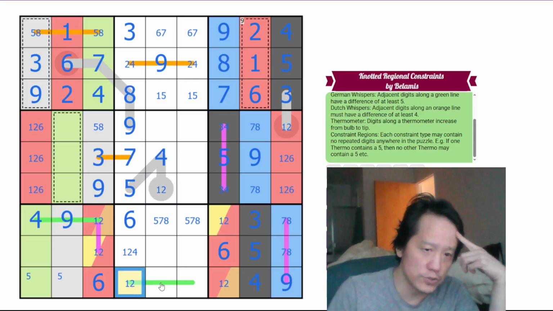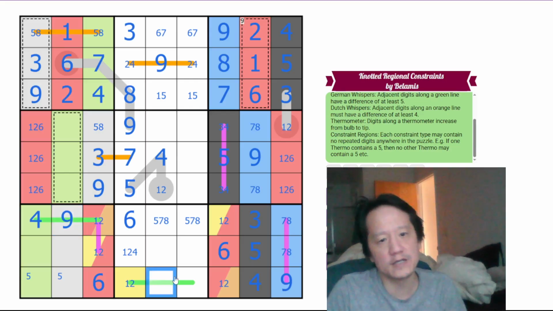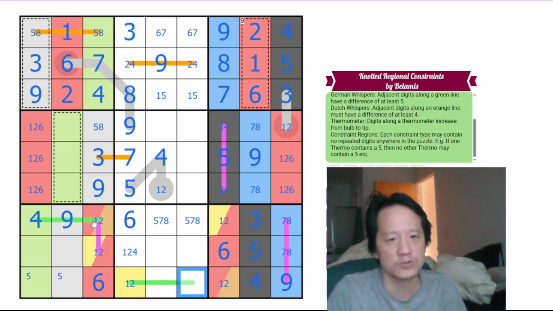This 1 or 2 cannot be next to 9. It can be next to an 8. It has to be next to an 8 because it can't be next to a 7. If it's a 7 here, 7 can only be next to 1 and 2, but we're missing one of the 1 or 2s here. Therefore, this must be 8.